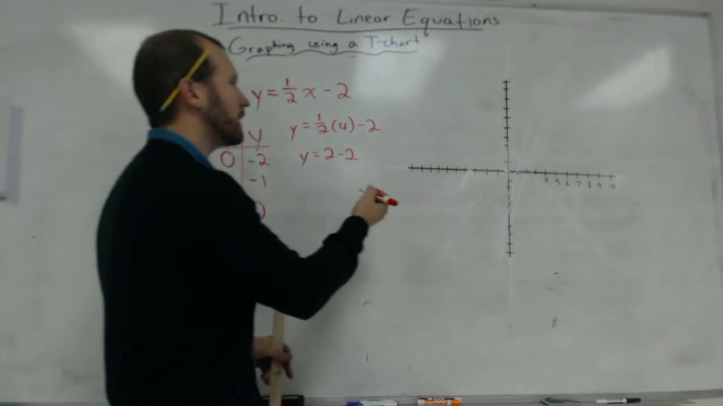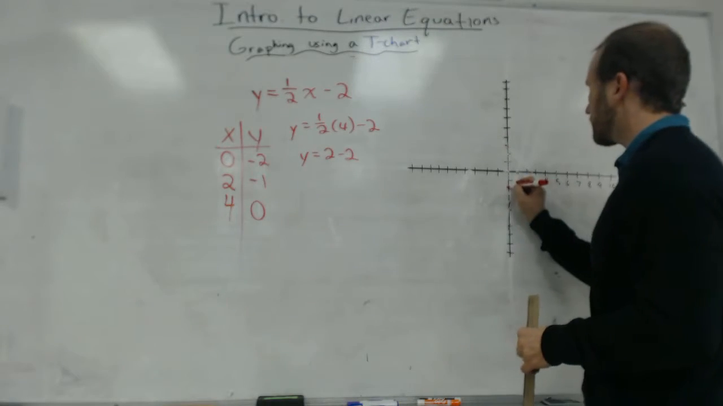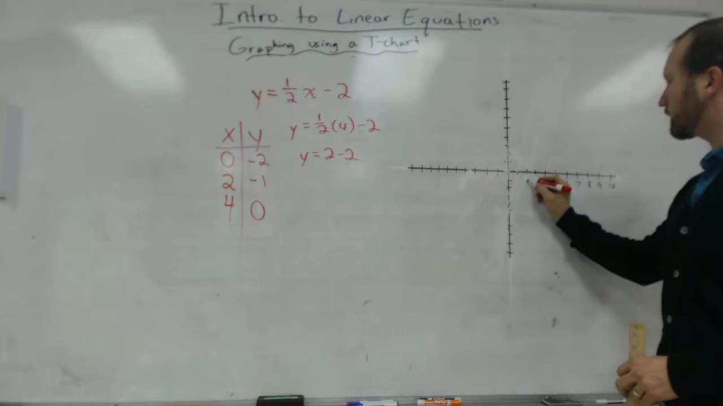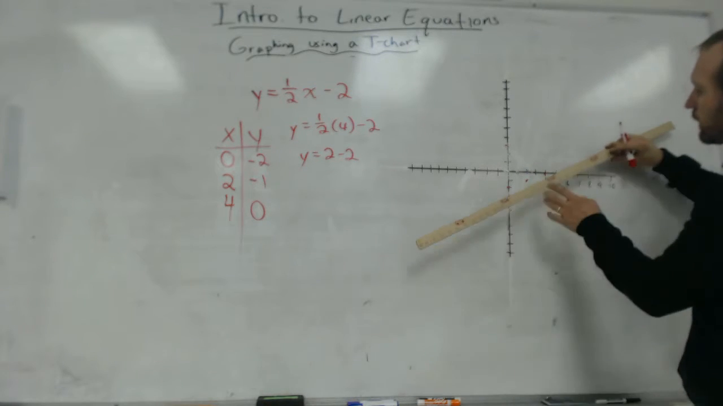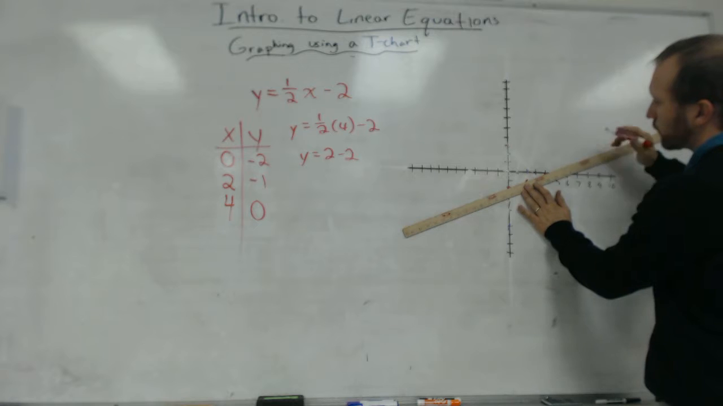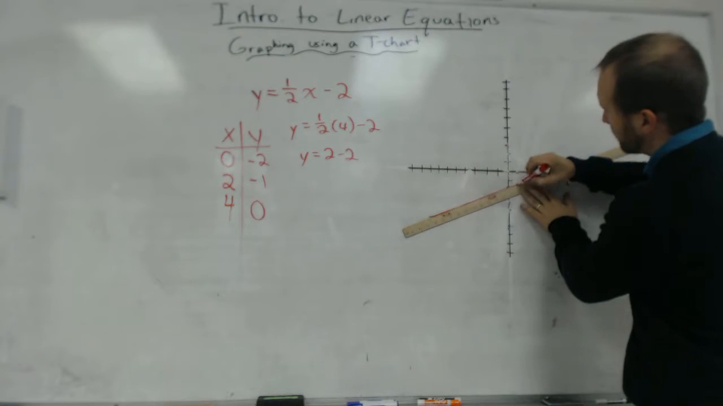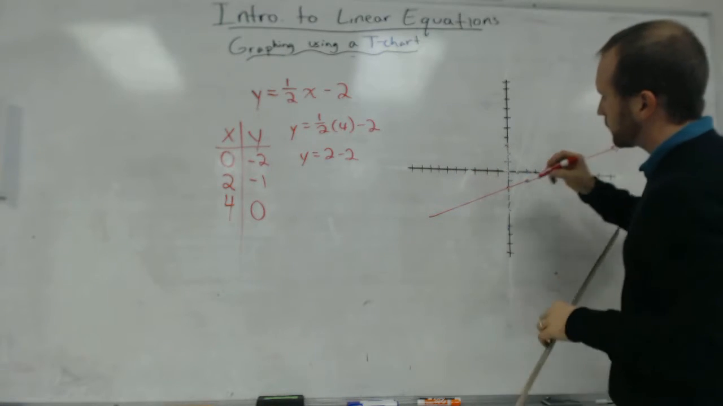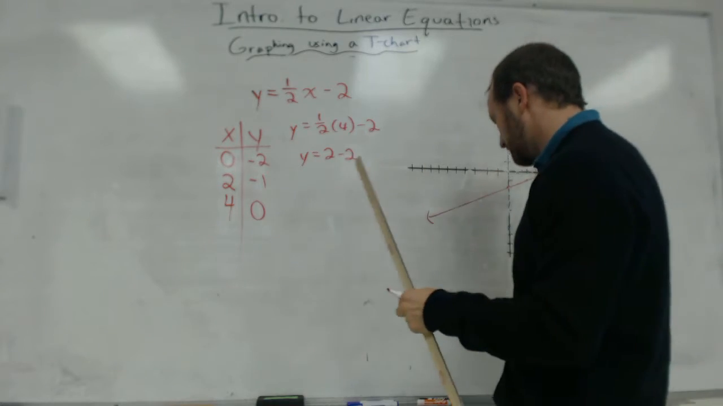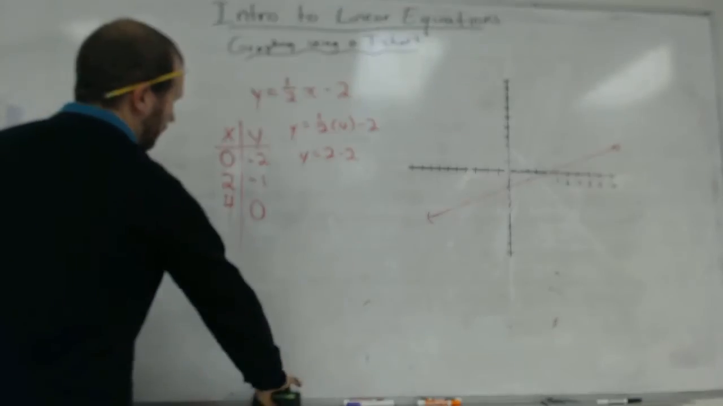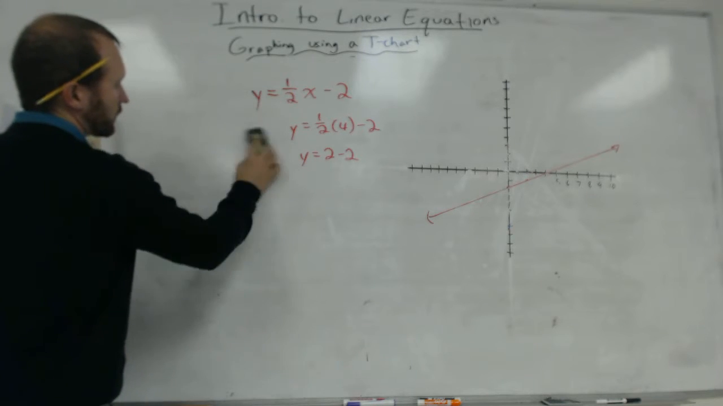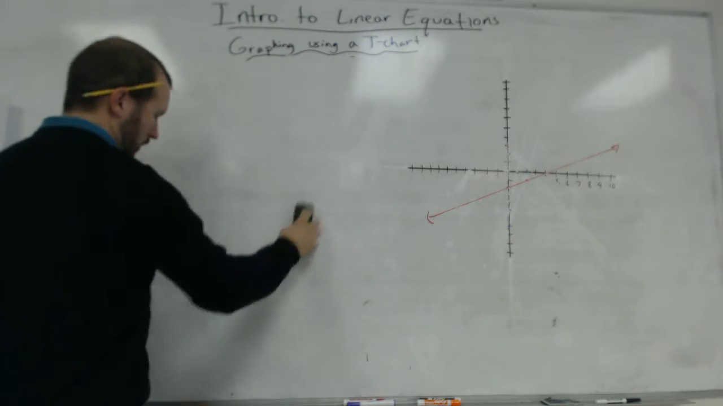All right, let's graph that. 0, -2 is right here. 2, -1 is right here. 4, 0 is right here. I have a line that's a lot more gradual than the lines that I graphed before. I'm not even going to erase that. Let's just use another color to graph one more like that.